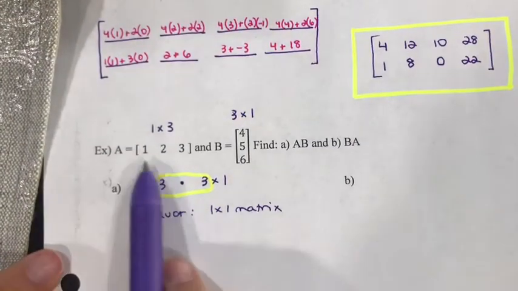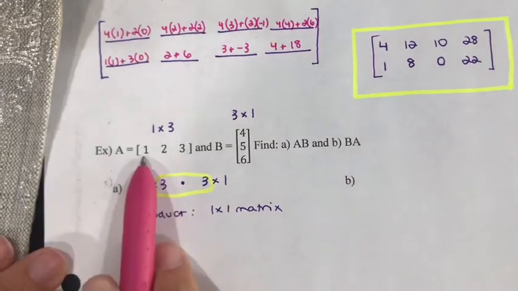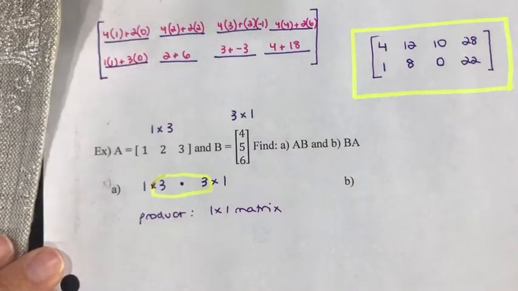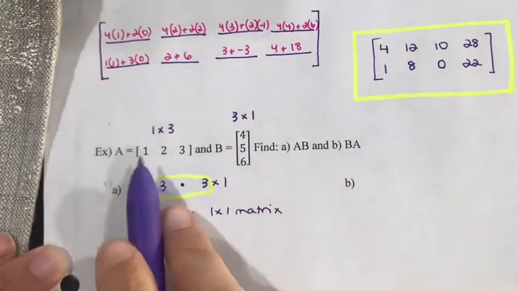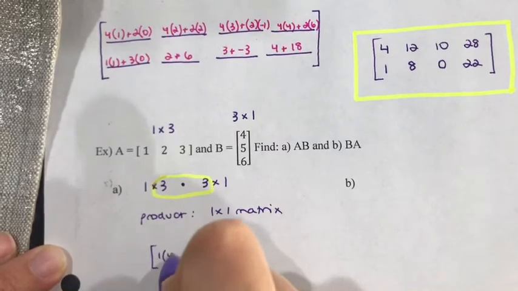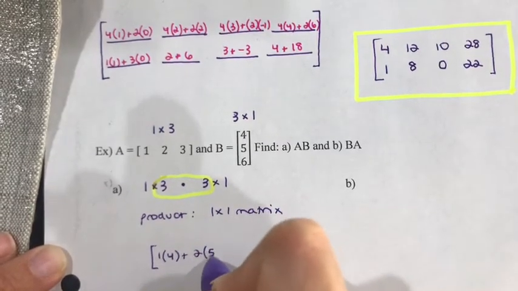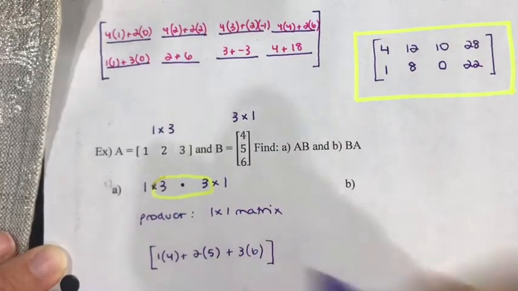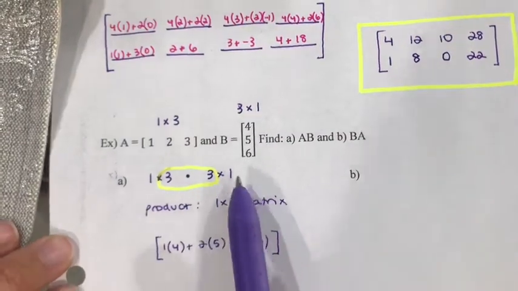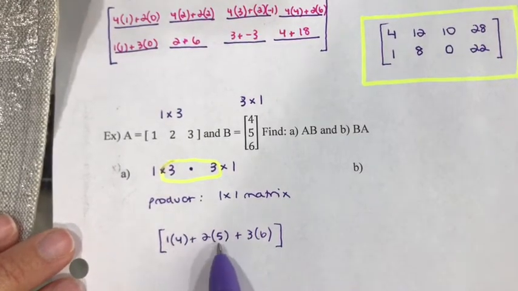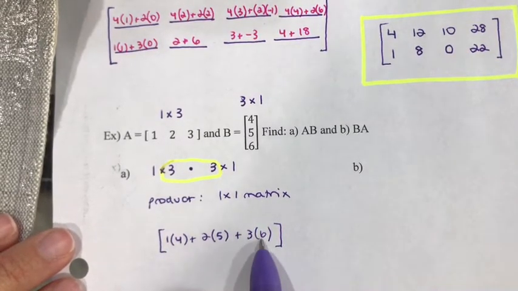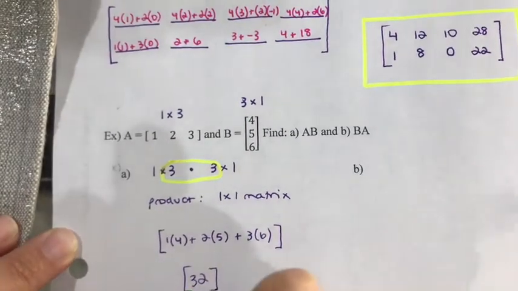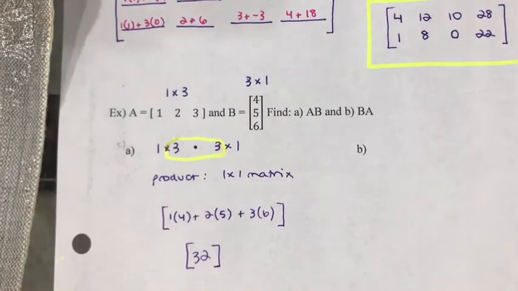Reason being, I'm going to take all these numbers in the row and multiply by the column. So I would end up with 1 times 4 plus 2 times 5 plus 3 times 6. And really that's all there is because we only have 1 row, we only have 1 column. So that gives me 4, 10, 18, which is 32. And that would be our final answer.